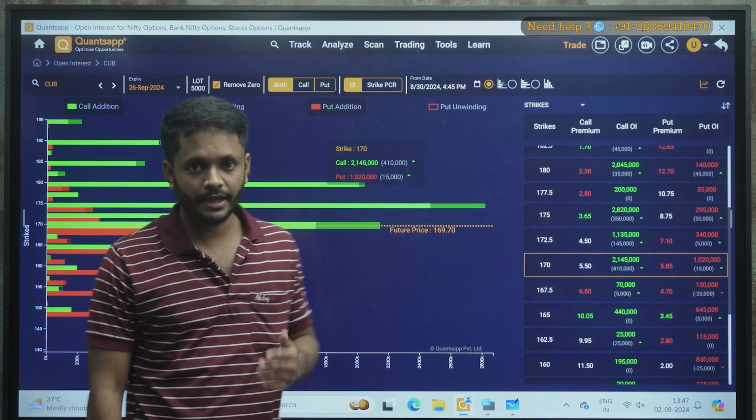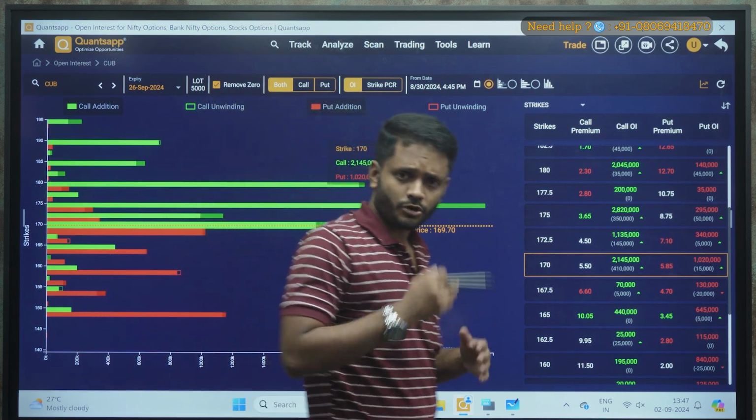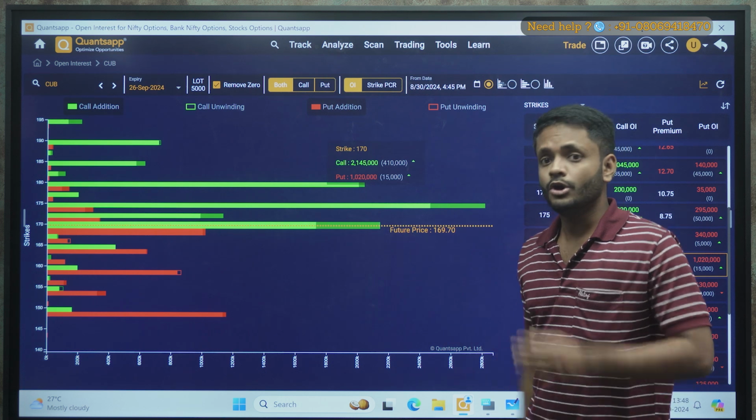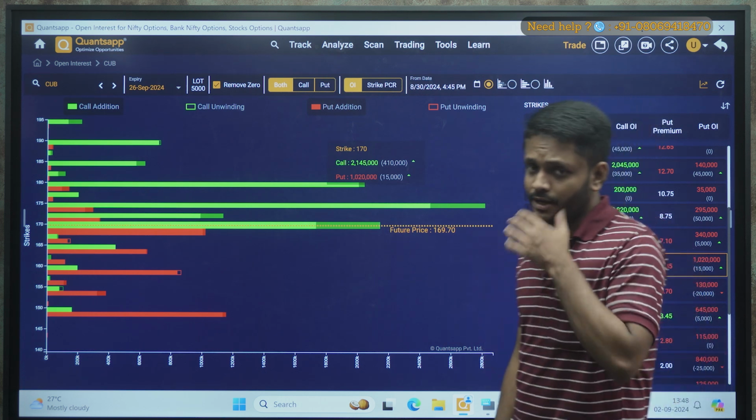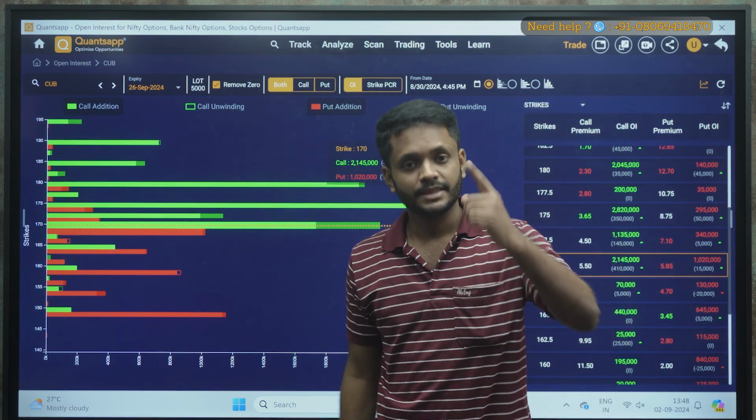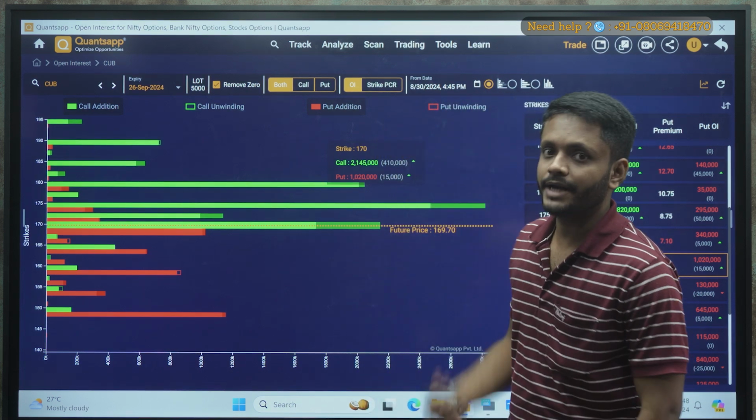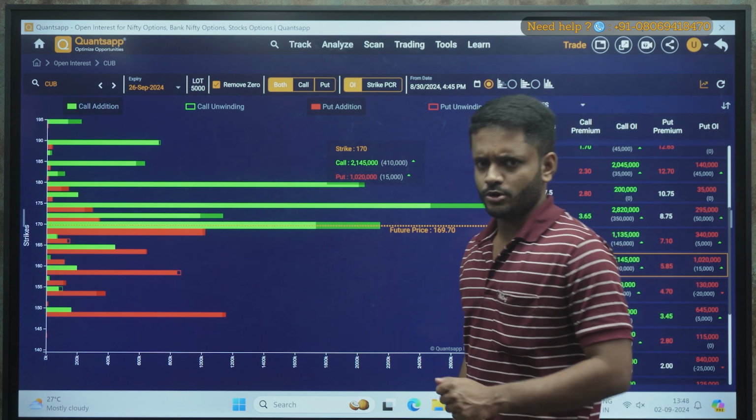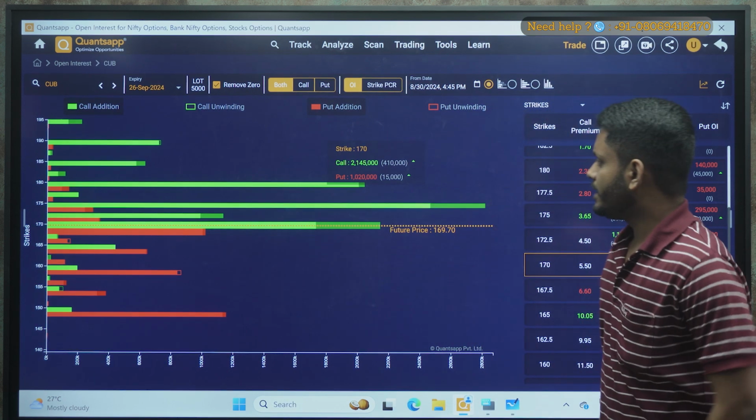If you are waiting for a breakout, if you are seeing any sort of breakout in the technical charts, then what you are supposed to do is look for unwinding. If the call writers are unwinding, along with it, if you are seeing a breakout in the technical chart, that is an ideal time when you can go and take a long trade with an immediate swing low as your stop loss. Okay, as per your risk appetite, you can place your stop loss.